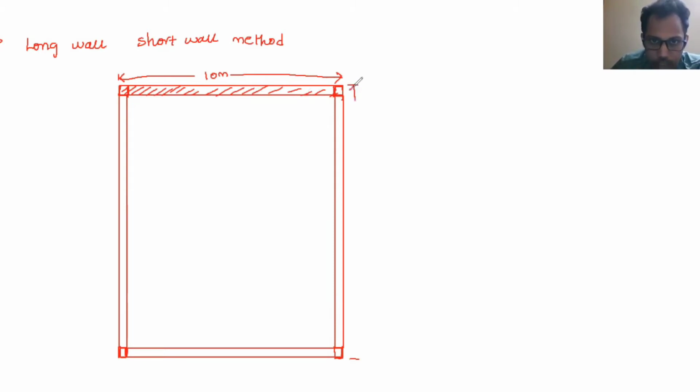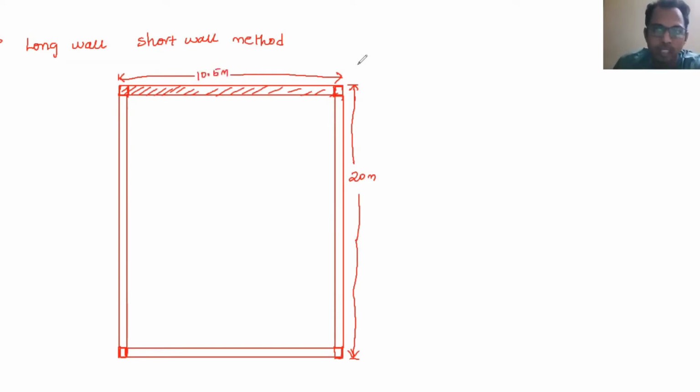Let this be 20 meter. This is 10 meter. Or else instead of 10 meter, I will take it as 10.5. I will tell you why I'm taking 10.5. I will take it as 10.5 meter.